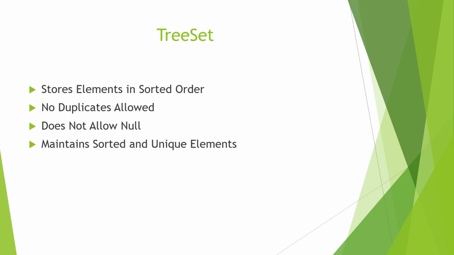The next one is the TreeSet. In case of the TreeSet class, whenever an element is given, it will store it according to sorted order. That means if the first element is big and the next element is small, it will store them according to ascending order only. That is the rule of the tree. There is no duplication allowed, and null values are also not allowed over here. It maintains sorted and unique elements. These are all maintained in case of TreeSet.